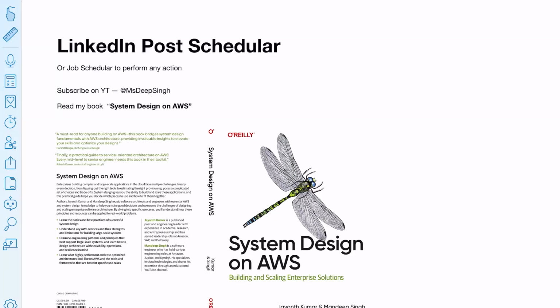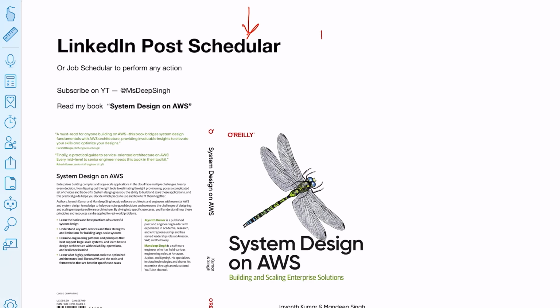Hello everyone, this is Singh and I am back with another video in which we will be discussing how do you design systems where scheduling is important, or where you are scheduling some task to be executed at a later point of time. One such example is you schedule a LinkedIn post or an Instagram post that is posted at a particular time in future.